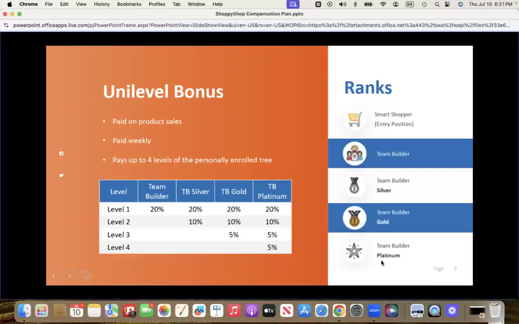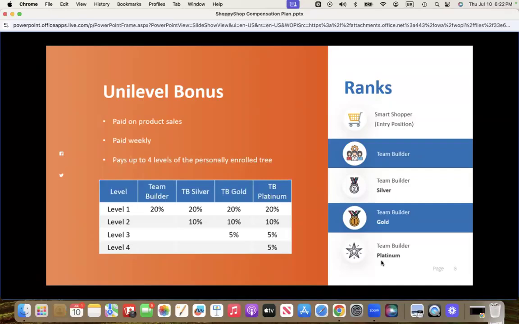Okay, this is our unilevel bonus. There's a couple of things I want to point out. We are 4 levels deep on our unilevel. The unilevel is tied directly to product sales. It's paid every single week. And as I mentioned, it pays 4 levels on the personal enrollment tree. So again, whoever you bring in and whoever they bring in, we pay on those 4 levels. And we pay, as you can see, 20% on that first level, 10% on the second level, 5 and 5 on the third and fourth level.